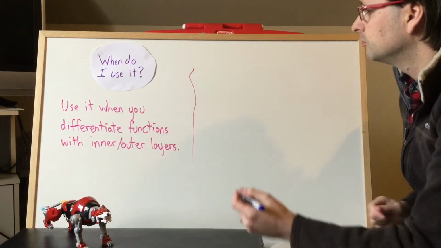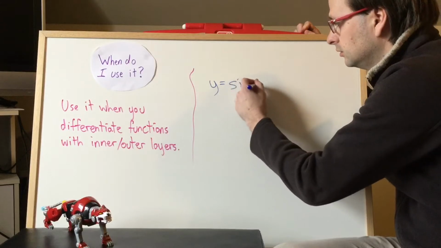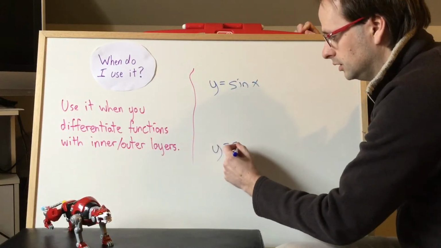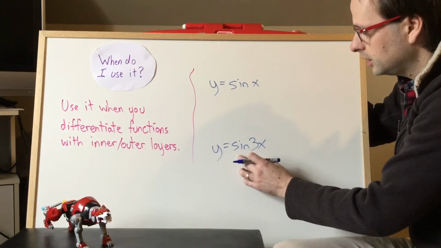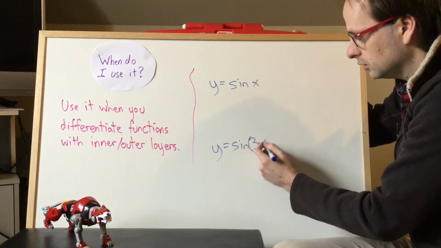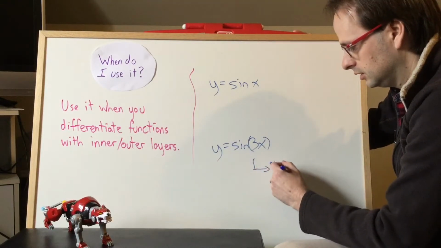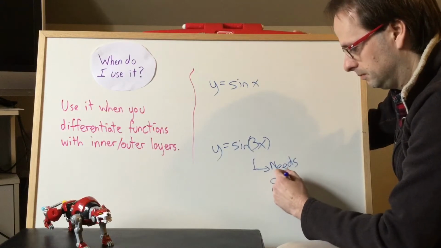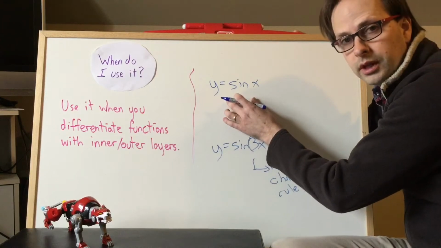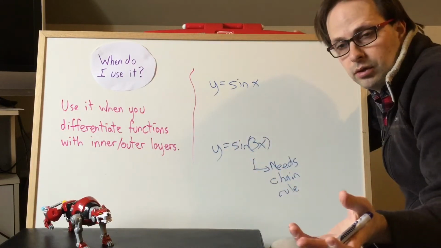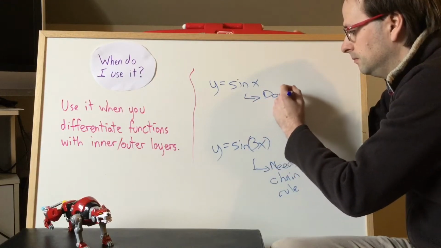So if I think about two different functions like this, y equals sine of x and y equals sine of 3x. This one is the sine not just of x, but of some interior function right here. This needs the chain rule. This one doesn't really have layers. It's just the sine of basic old x. So it doesn't need the chain rule.